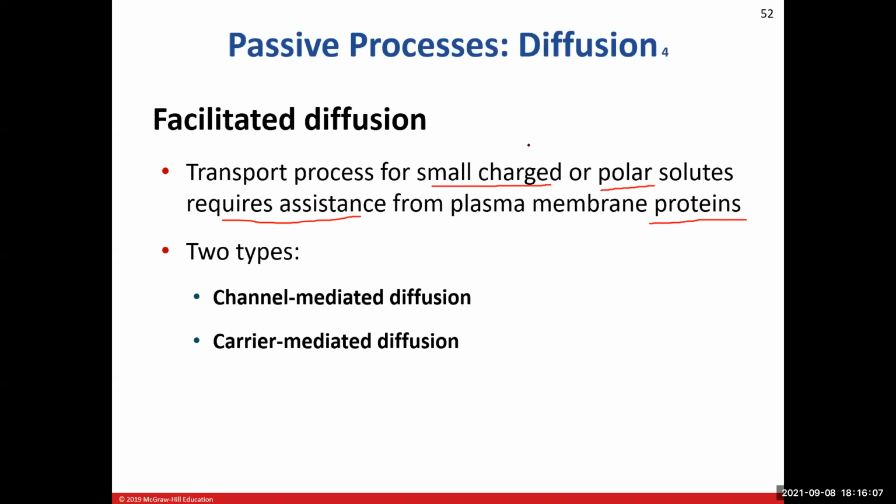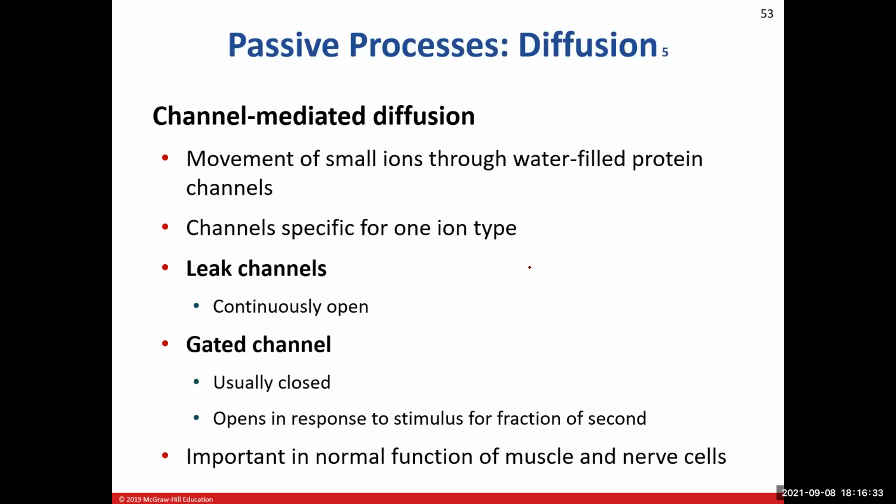What's a charged molecule? An ion. So cations and anions are going to require facilitated diffusion. Sodium, potassium, calcium, chloride. All right, all of those are charged particles. Okay, so they'll need facilitated diffusion. There's two types. There's channel-mediated diffusion and then carrier-mediated diffusion. So let's talk about channel-mediated diffusion first.